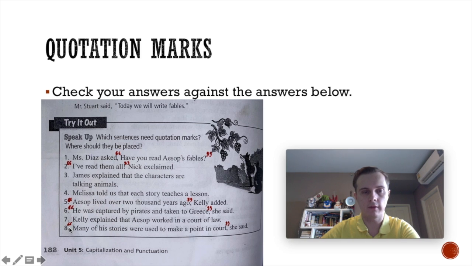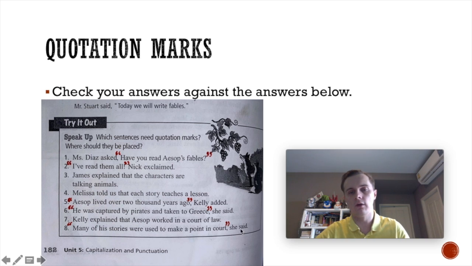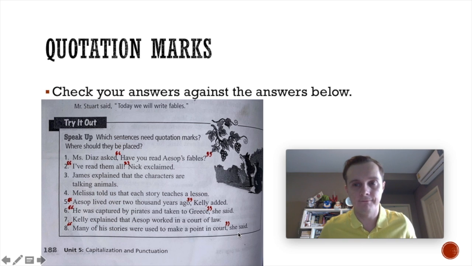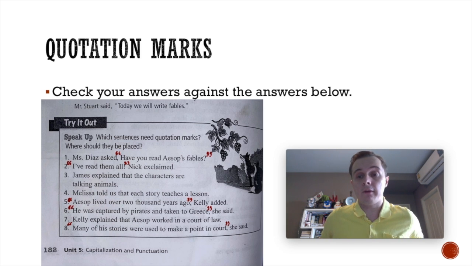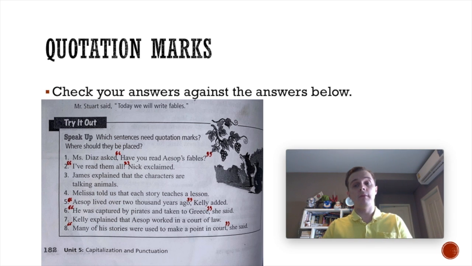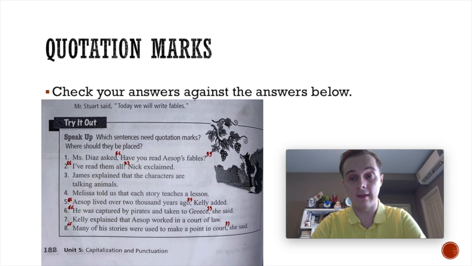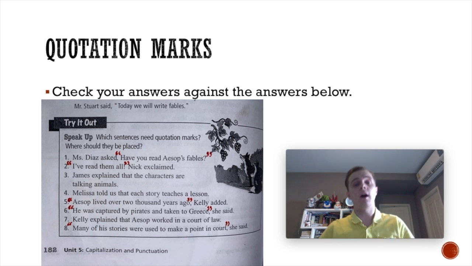And number 8, "Many of his stories were used to make a point in court," she said. So give yourselves a score out of 8. I know some of them might have been a little bit difficult if you were looking at the ones where we didn't need quotation marks. But I hope that everyone got at least 5 and hopefully 7 or 8.